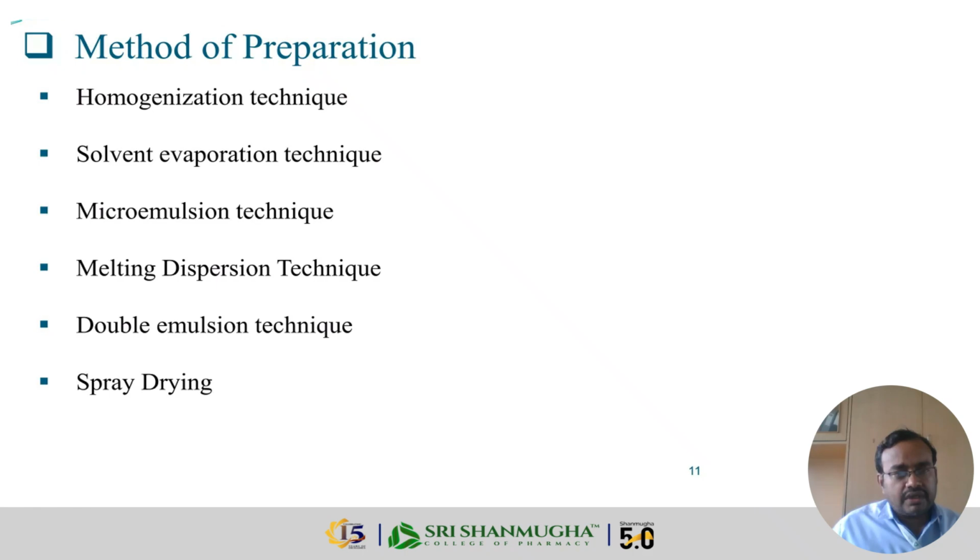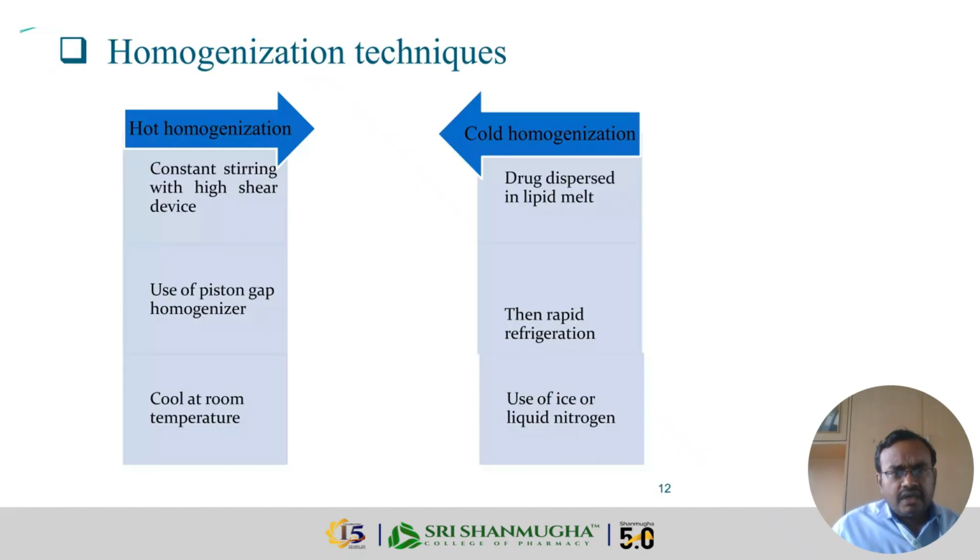Homogenization technique, solvent evaporation technique, the microemulsion technique, melting dispersion technique, double emulsion technique and spray drying technique. Let's see one by one. The homogenization technique includes hot homogenization and cold homogenization. In hot homogenization, there is constant stirring with a high shear device, using a piston gap homogenizer. After that, it is allowed to cool to room temperature.